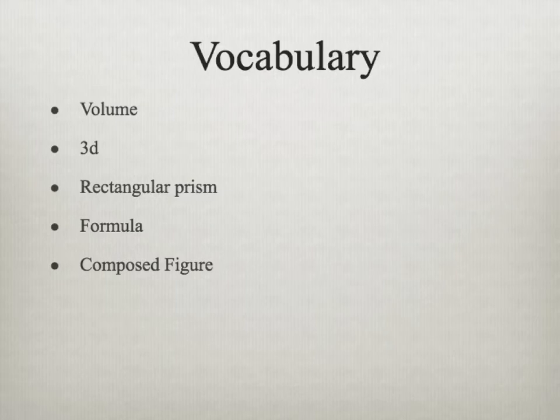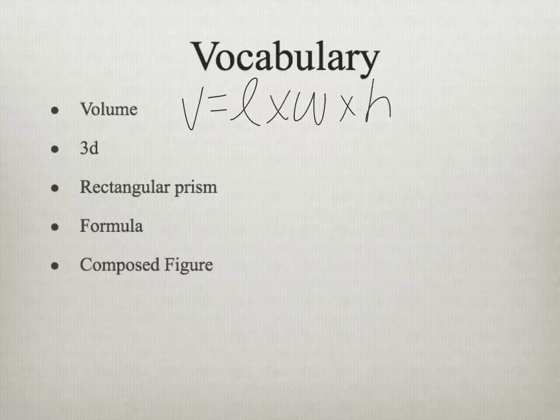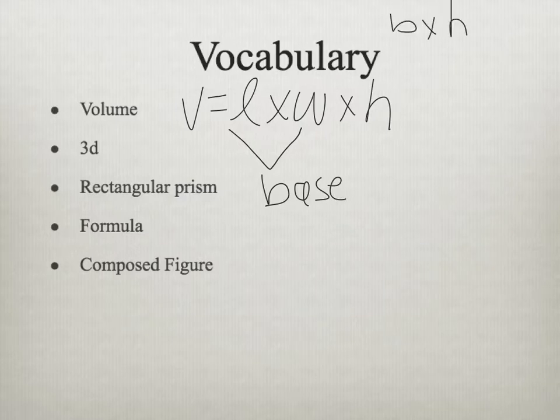Our formula for volume is length times width times height. Sometimes we also call length times width the base. So if you see base times height, also know that that is another formula for volume. Okay, 3D, those are the types of shapes that we find the volume on, three-dimensional shapes.